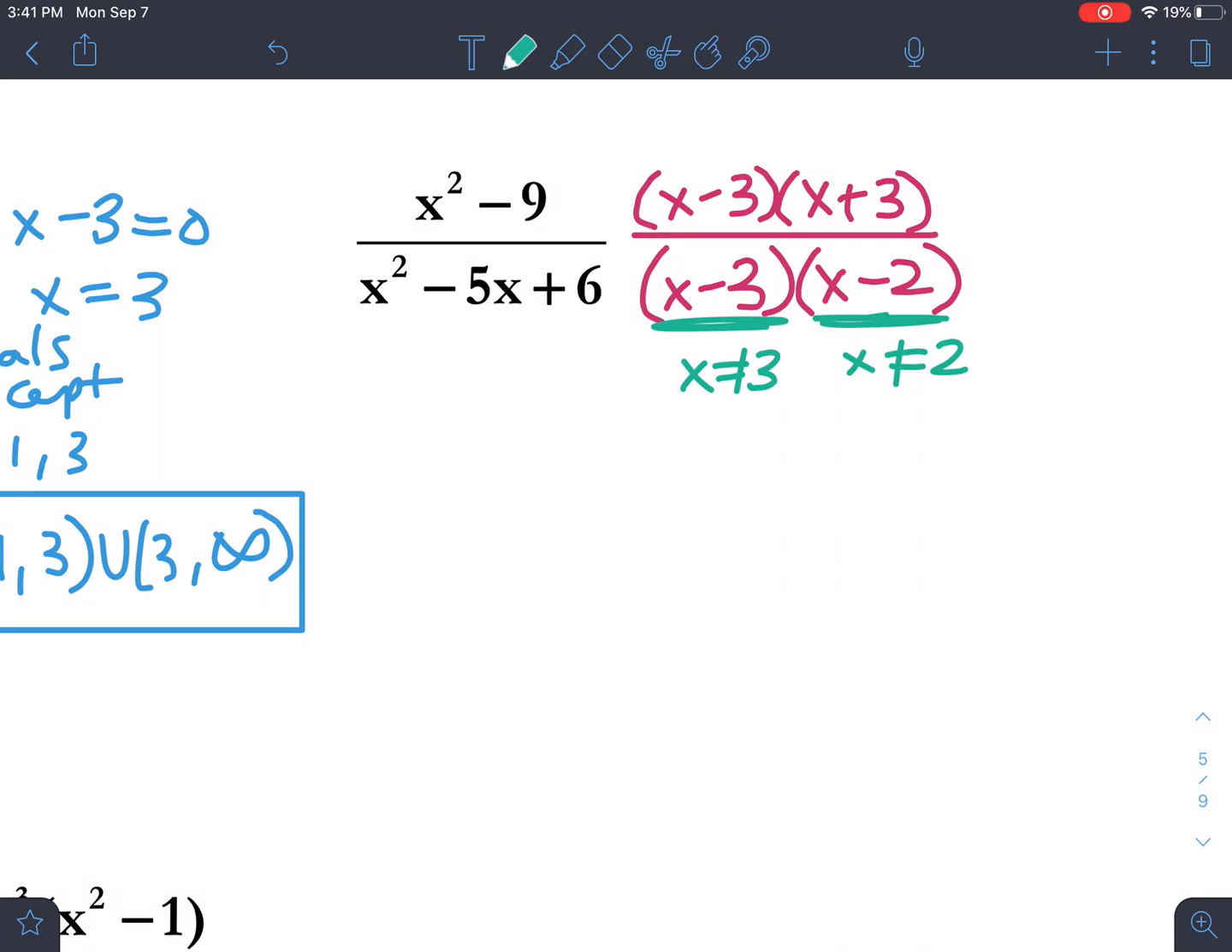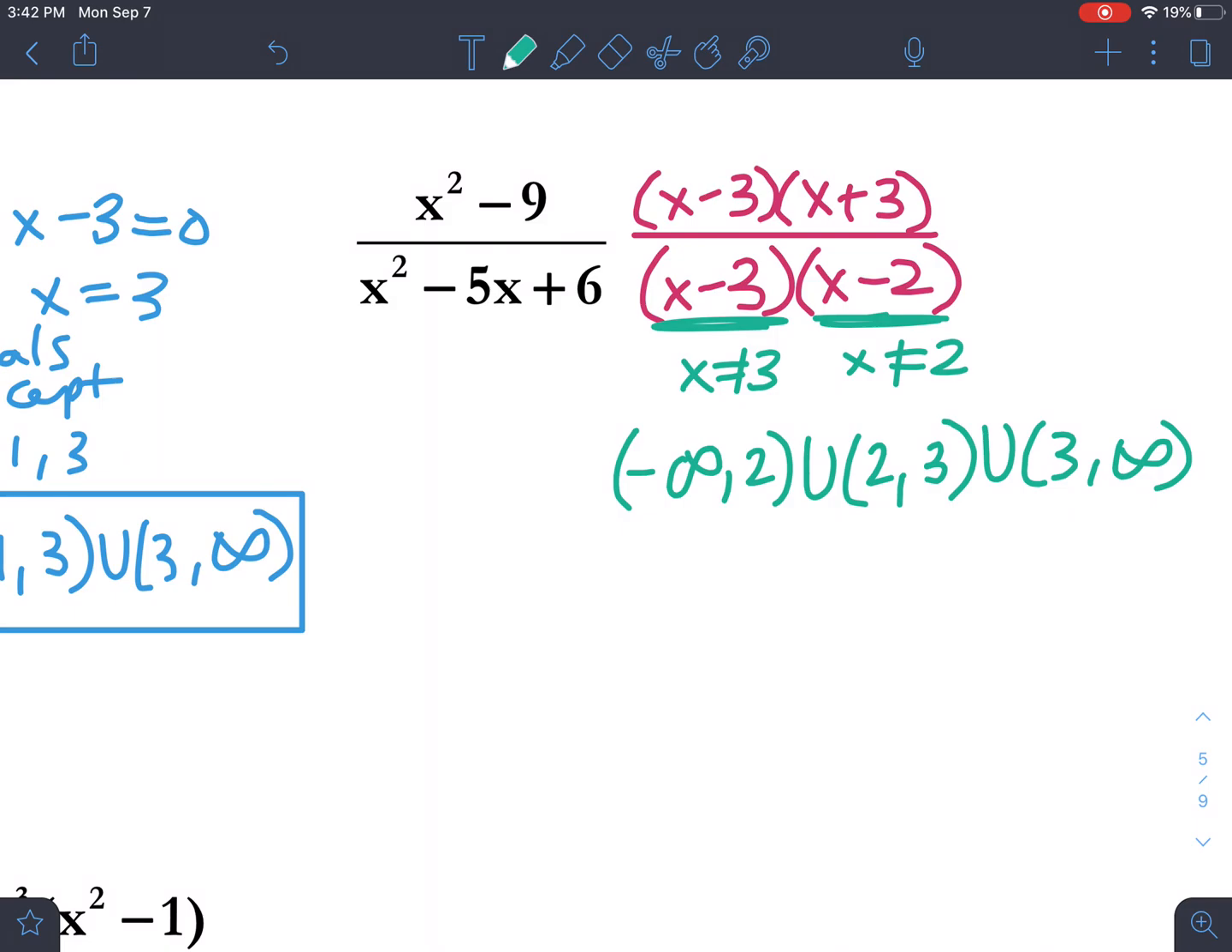So my domain here, what are the things I can plug in? I can plug in all the negatives up to 2. Union, I could plug in everything between 2 and 3, like 2.5 would work. And then I have to skip over 3, but I can plug in everything up to infinity. Okay, so that would be my domain, all real numbers except for 2 and 3.